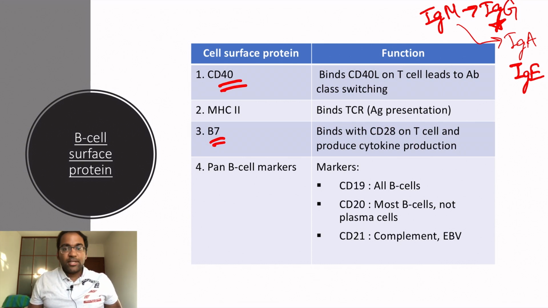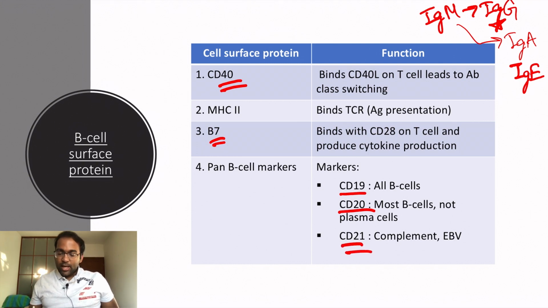Now pan B cell markers. Pan B cell markers are basically CD19, which is present on all B cells, CD20, which is present mostly on B cells but not present on plasma cells, and CD21, which is useful for complement and EBV. EBV stands for Epstein-Barr virus. So we have CD21.